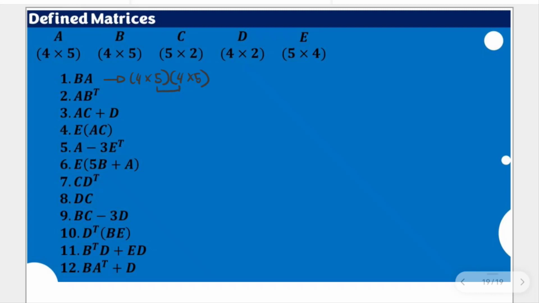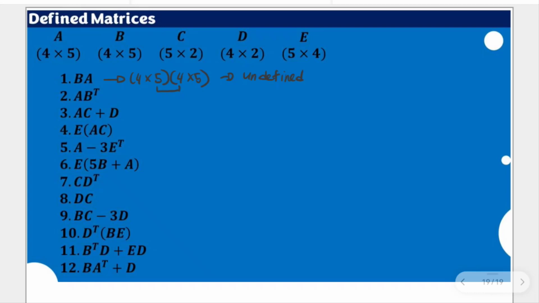And since here we have different sizes, the number of columns of B does not match the number of rows of A, so this is undefined. In short, there can be no result for BA with these given sizes of the matrices. We don't have the exact entries of the matrices, just the sizes, but we can automatically say it's undefined.